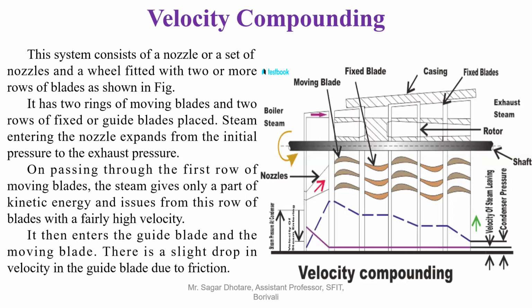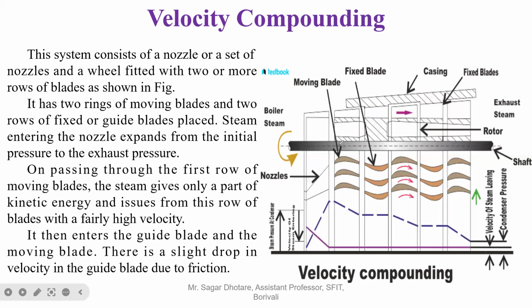The steam is expanded from the boiler pressure to the condenser pressure in the nozzle. There is a sudden drop in pressure and an increase in velocity. You can see it in the pressure-velocity diagram. There is no drop of pressure as it travels through the moving blade or fixed blade. The pressure remains constant in the blades. You can see it at the bottom.